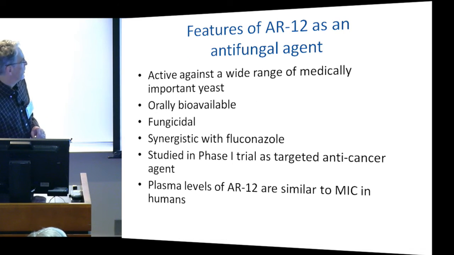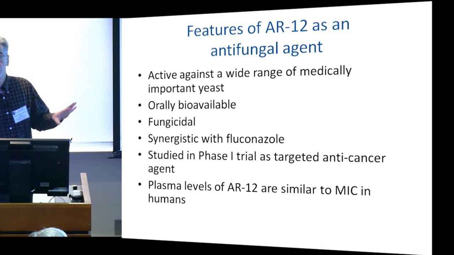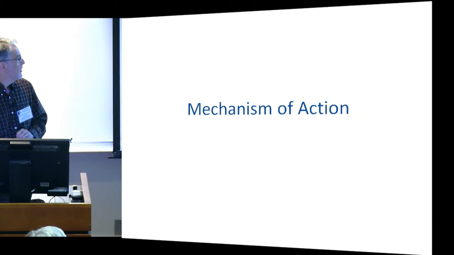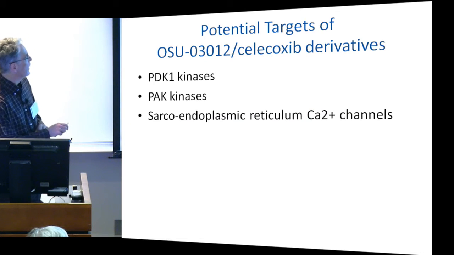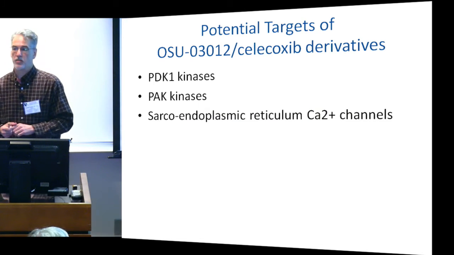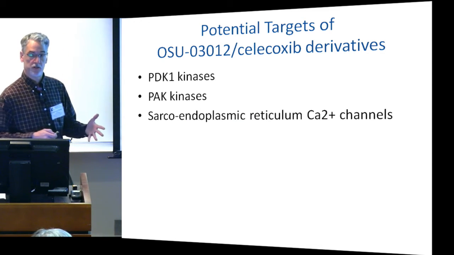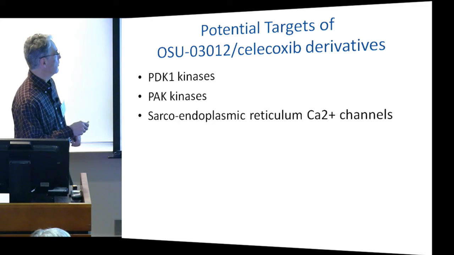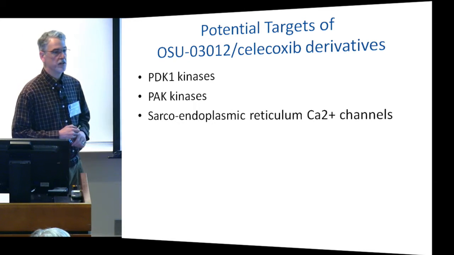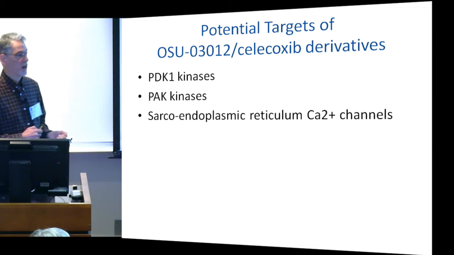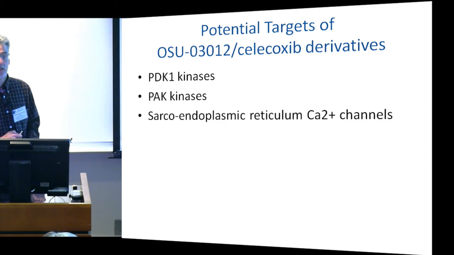I pretty much talked about all of this. So this is a reasonable lead compound for sure. We'll see how far it can really go. One of the things that we were really interested in is what is its mechanism of action. Initially this compound was thought to be a phosphoinositide-dependent kinase 1 inhibitor. That's what got us interested in it, because the homologs of the human PDK1 in yeast are the PKH kinases, which are essential kinases in yeast, but are not essential in humans.